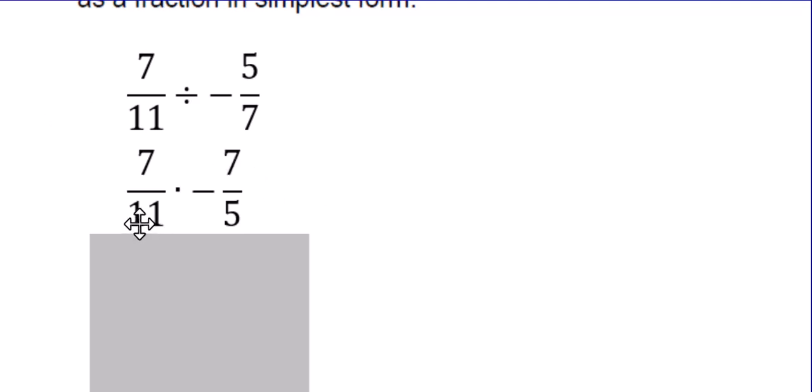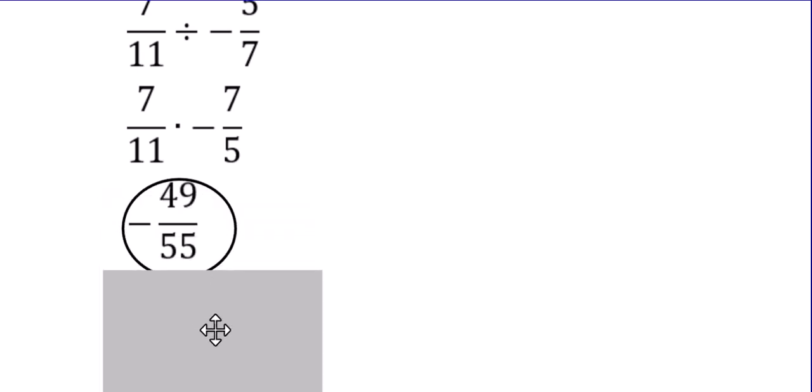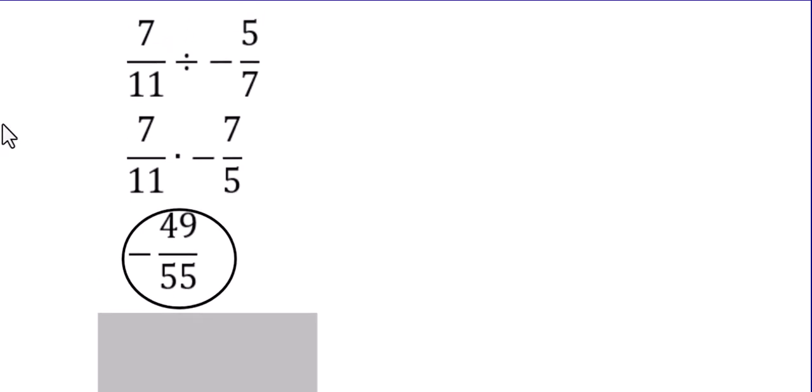Unfortunately, 7 and 11 do not reduce. 7 and 5 do not reduce. So we have to multiply straight across. 7 times 7 is 49. 11 times 5 is 55. We have one negative, so our answer is negative. And we end up with -49/55. It did not say to write it as a decimal, thank goodness, so we don't have to do that.